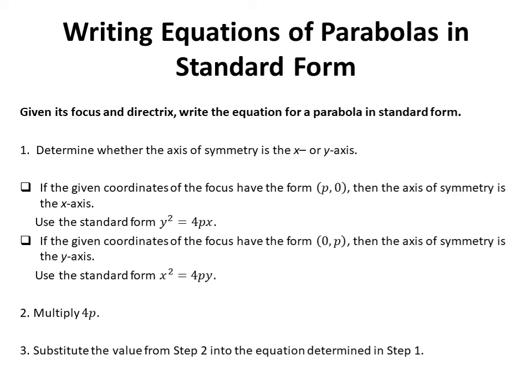First, we need to determine whether the axis of symmetry is the x or y axis. If the given coordinates of the focus have the form (p, 0), then the axis of symmetry is the x-axis. Therefore, we use the standard form y squared equals 4px. But if the given coordinates of the focus have the form (0, p), then the axis of symmetry is the y-axis. So, we use the standard form x squared equals 4py. Then, multiply 4 and p. Substitute the value from step 2 into the equation determined in step 1.